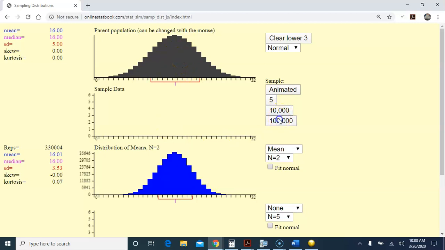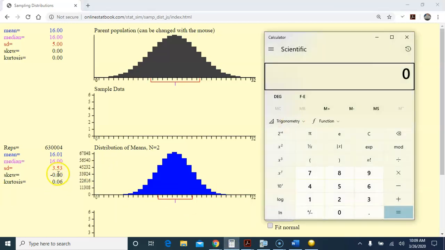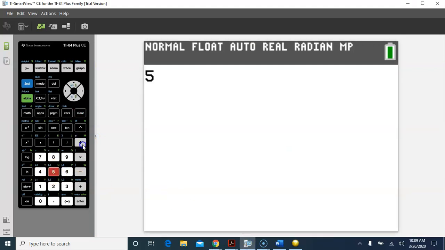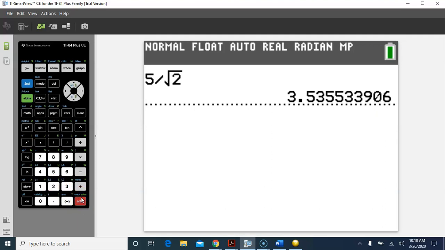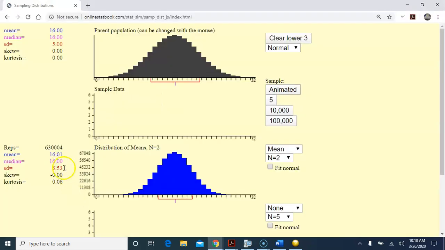Also notice that the mean of our population is 16 and the mean of our x bars is 16, just as expected according to the first formula we learned about sampling distributions. Also look at the standard deviation. The standard deviation of our x bars is 3.53. That's because the standard deviation of our population is 5. Let me do this. 5 divided by radical 2 is 3.53 or 3.54, which is exactly what we're getting here for the standard deviation of the x bars.